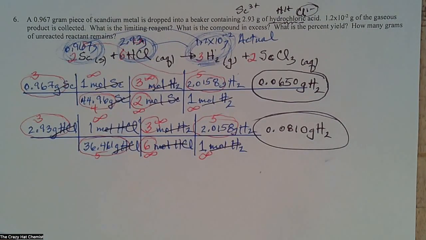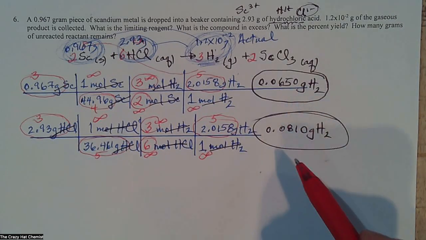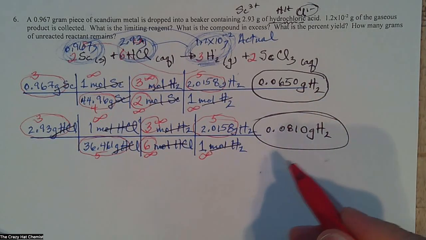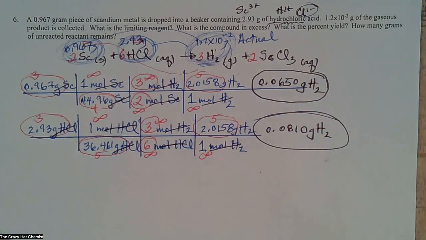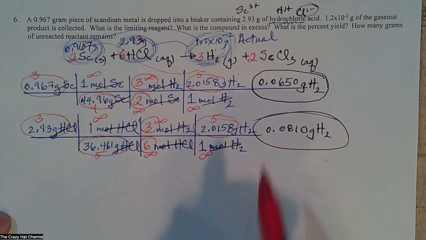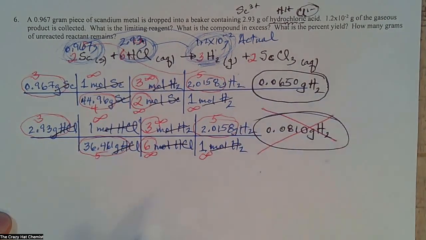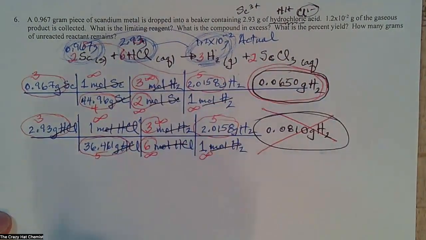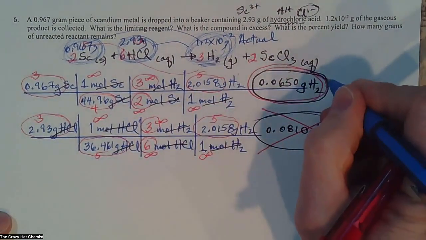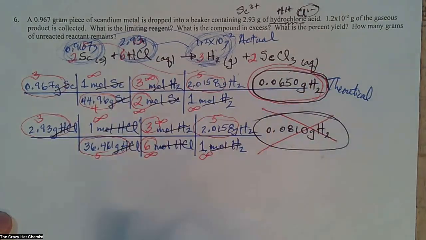Now what we're going to do, since this is a limiting reagent problem, I'm going to compare these two numbers over here. They have the same units, they have the same formula, therefore I can compare the two numbers. I'm going to cross out the larger number of the two. I'm going to keep the smaller number of the two. The smaller number of the two is my theoretical. So this is my theoretical yield.